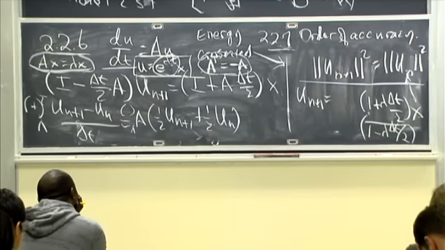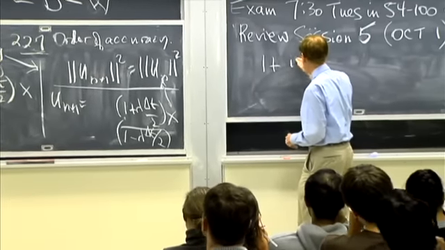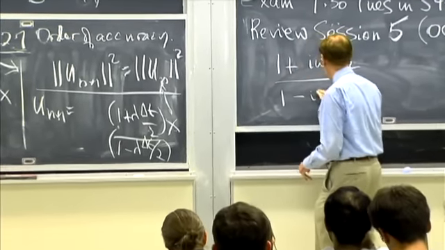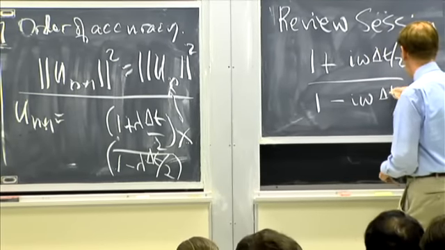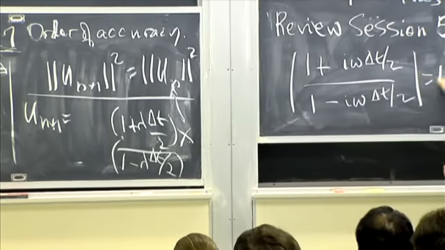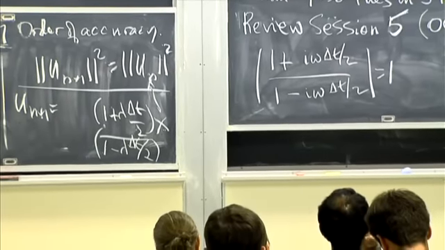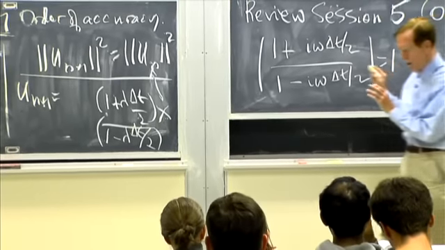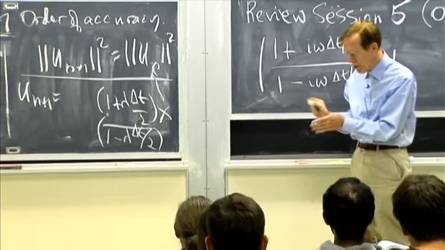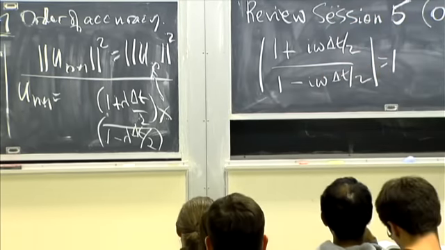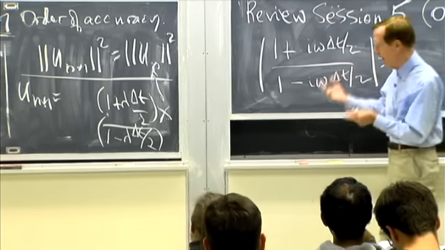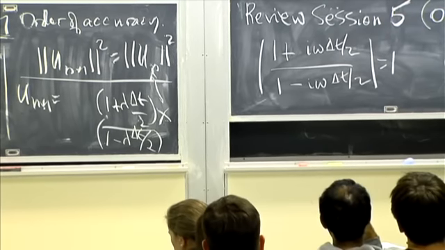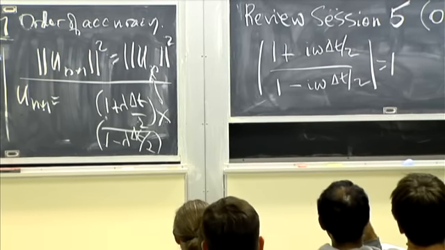What can you tell me about 1 plus? So lambda is some i omega, delta t over 2. And down here I have 1 minus i omega delta t over 2. I believe that does have absolute value 1. Anybody tell me why? So this is checking that energy is conserved for each eigenvector. The eigenvector is multiplied by that number, some complex number, but I believe it has absolute value 1, and I believe you can tell me why.